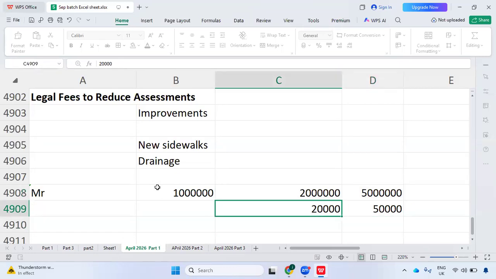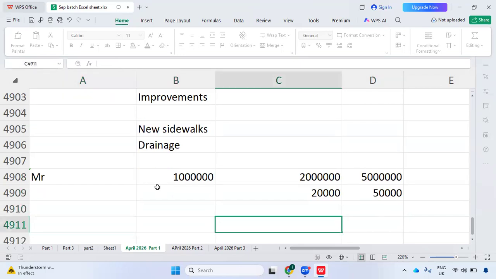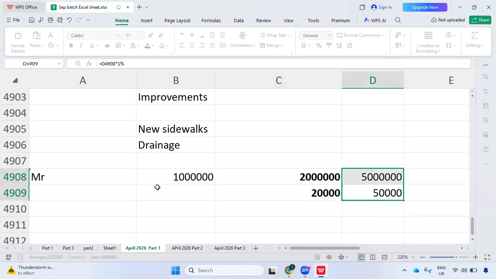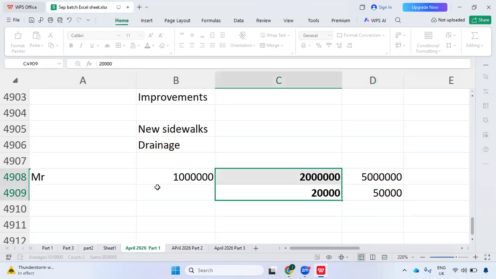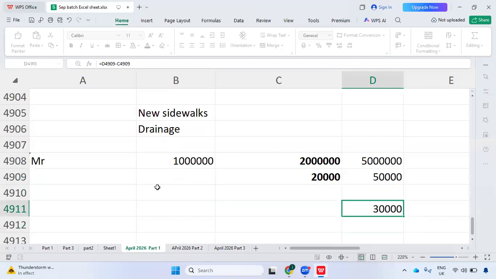So for this, can they go to court? Yes, they can go to court. Taxpayer requires a lawyer, definitely. So lawyer up, file the case, and they won the case. So now they are paying $20,000 only, instead of the $50,000 the local government was asking. So the assessment amount reduced to $20,000 instead of $50,000. How much amount reduced here? $30,000.